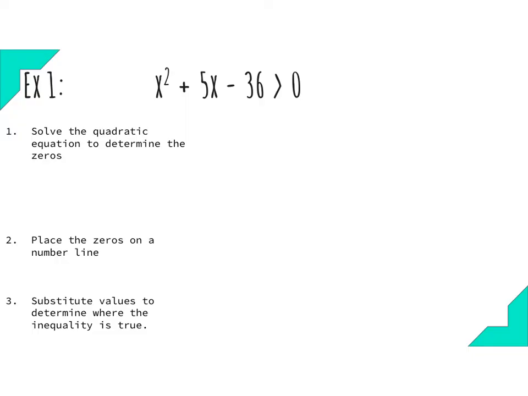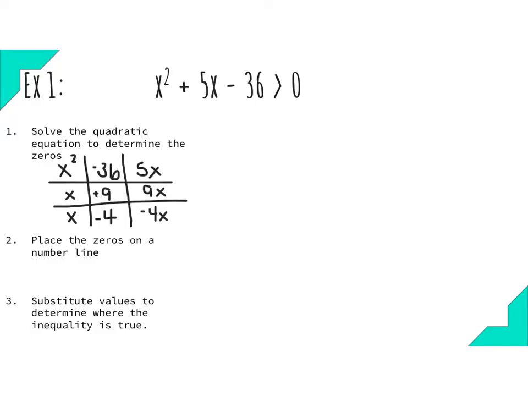Okay, so I'm going to treat this as if it's an equation and find the zeros. To do that, I'm going to factor. I gave you a quick reminder off on the side of the tic-tac-toe method, but hopefully you're really good at that here towards the end of Algebra 2. So this factors into x plus 9 times the quantity x minus 4 is greater than 0.